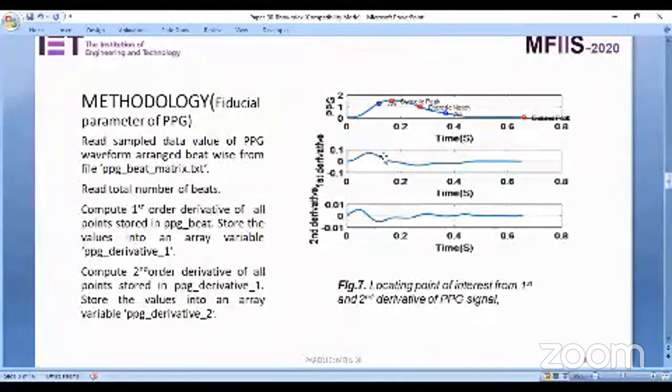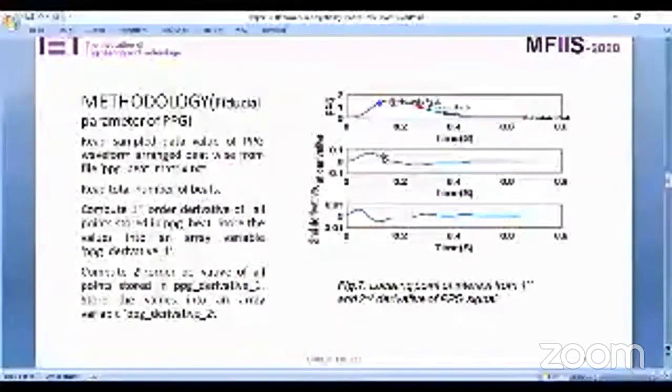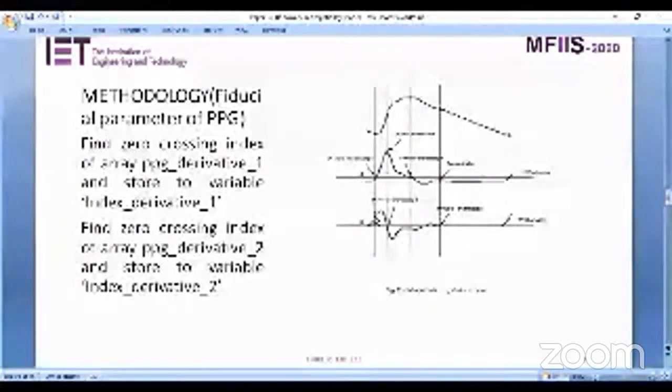Compute the second order derivative of all points stored in the array variable and store the values into a new array variable. This figure is the second order derivative. Find the zero crossing indices of the first order array variable and store them in a new array variable. Find the zero crossing indices of the second order array variable and store them in a new array variable.